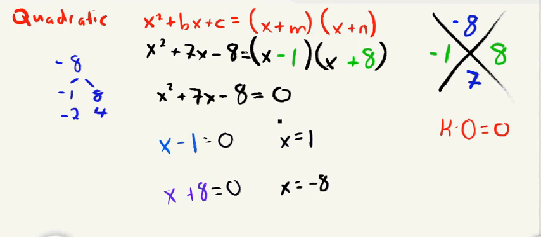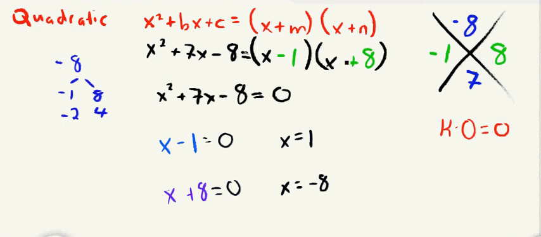Okay, so we're going to have two answers, because we could either have 1 in here for the x and get 1 minus 1, that would give us 0, and so 0 times x plus 8 is 0, or we could have a negative 8 here, we could plug in negative 8, and we would have x minus 1 times negative 8 plus 8, which of course a negative 8 plus 8 would also give us 0, right?